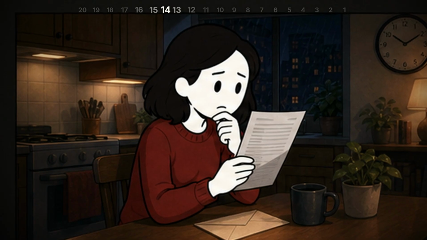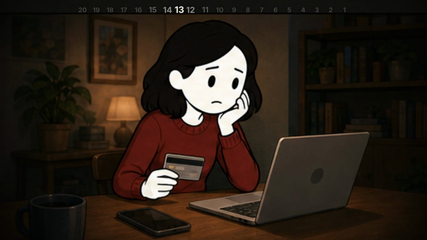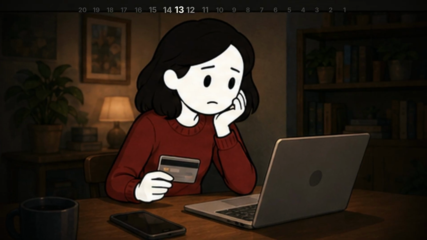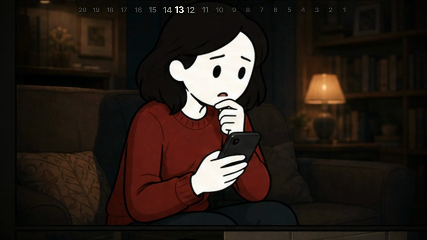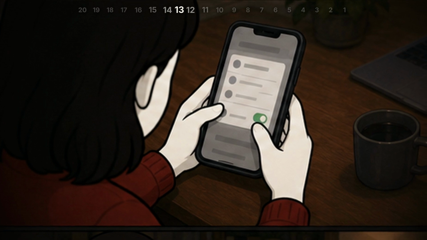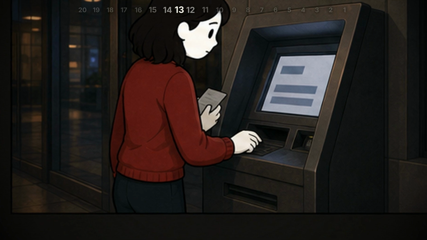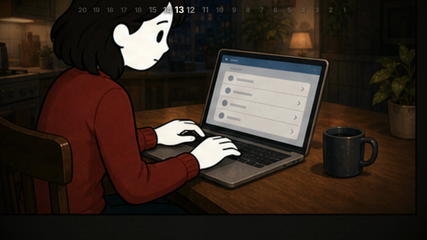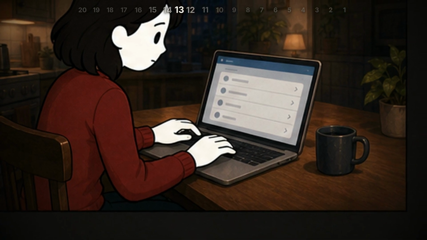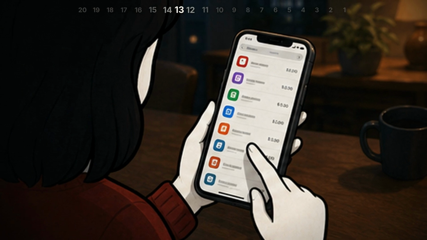A trial can become one subscription. Number 13 can hide several subscriptions behind a single company name. Number 13, the App Store subscription. You delete an app and assume its payment disappeared too. The subscription may keep running because deleting an app and canceling its plan are separate actions. The charge might also appear under the name of the App Store instead of the app itself. Open the subscription page inside your Apple or Google account. It lists the service, renewal date, and price in one place.